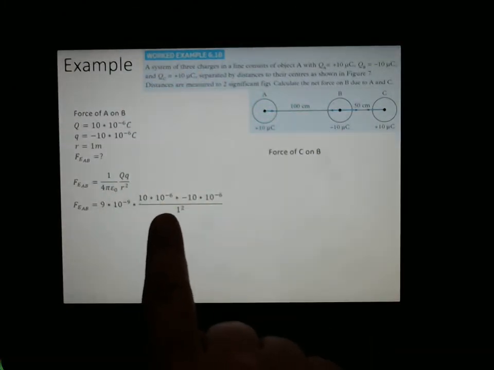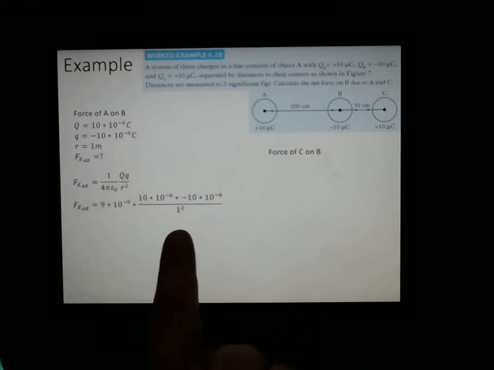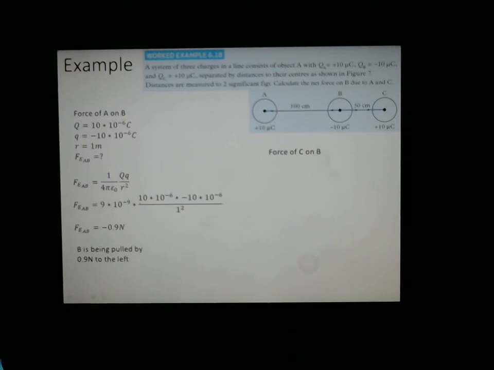Sorry, 10 times 10 to the negative 6. Our little one, negative 10. And we've got our r squared on the bottom. Pump it in, and we get that the answer is 0.9 newtons. When we think about it, B is getting pulled 0.9 newtons to the left, because A is to the left of B. Hopefully we can see that.